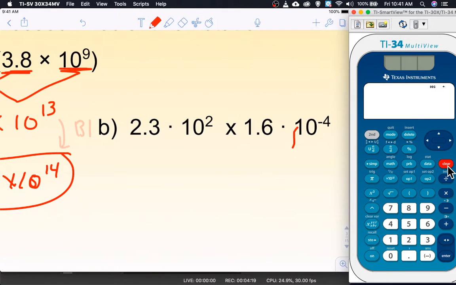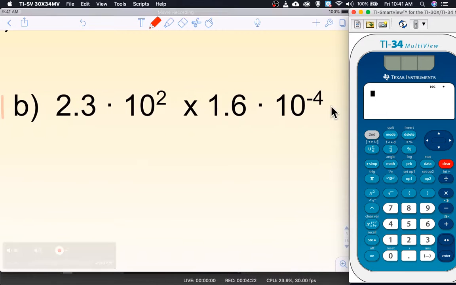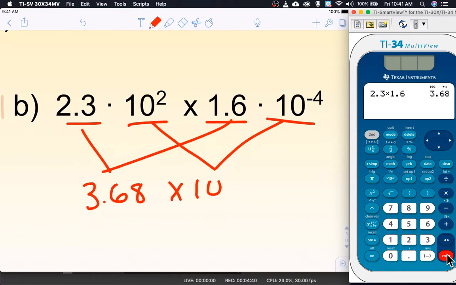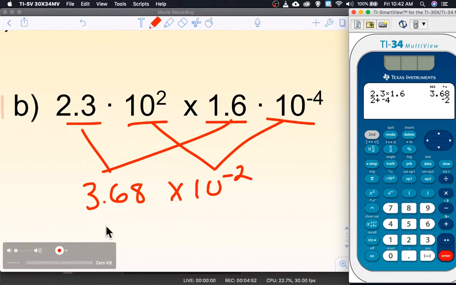Here's another example. Now this one we even have one exponent that's positive and one that's negative, and that's fine. I'm going to take my decimal pieces and multiply them together. 2.3 times 1.6 is 3.68. I'm going to multiply my powers of 10 together, adding the exponents. 2 plus a -4 is -2. And I'm checking to make sure my answer is in scientific notation. My decimal piece is good. My power of 10 is good.